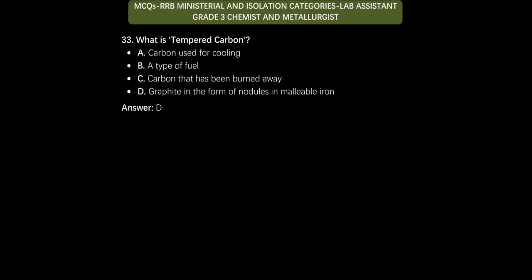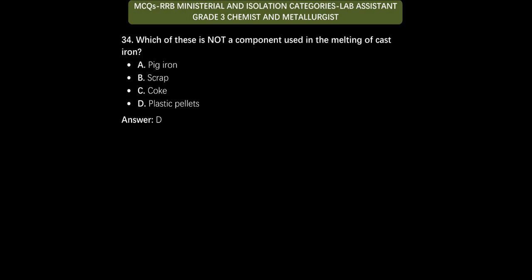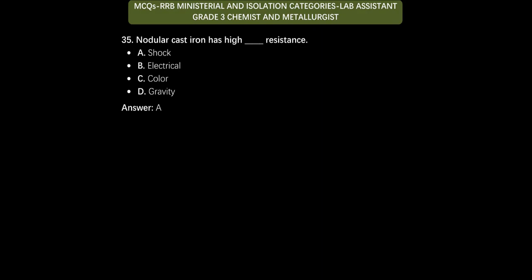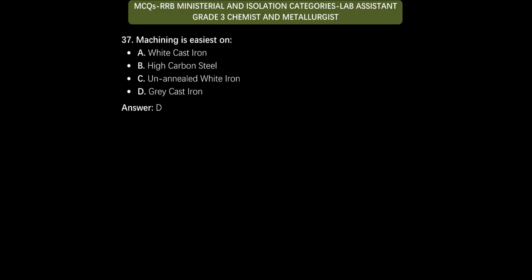What is tempered carbon? Option D, graphite in the form of nodules in malleable cast iron. Which of these is not a component used in the melting of cast iron? Option D, plastic plates. Nodular cast iron has high dash resistance. Option A, shock. The tensile strength of grey cast iron is option C, relatively low.